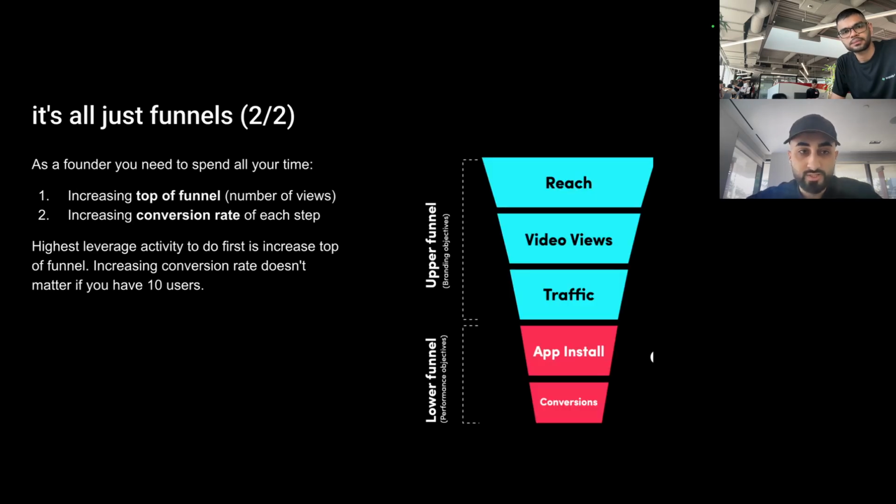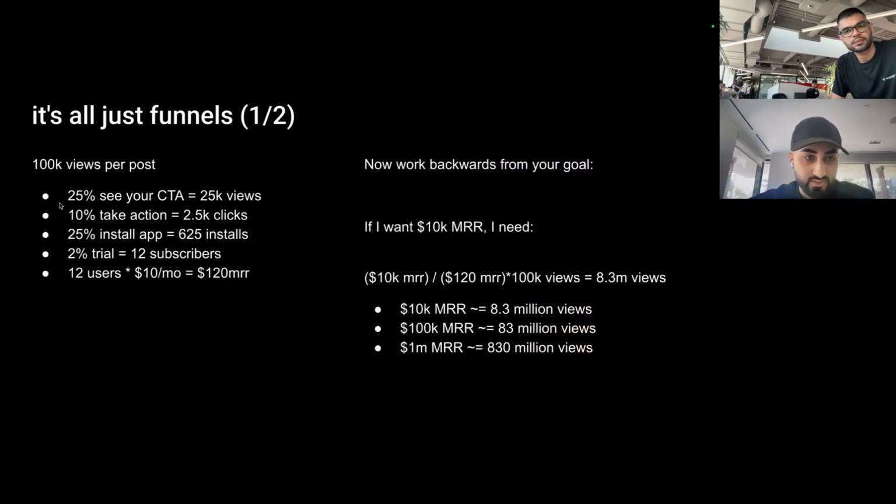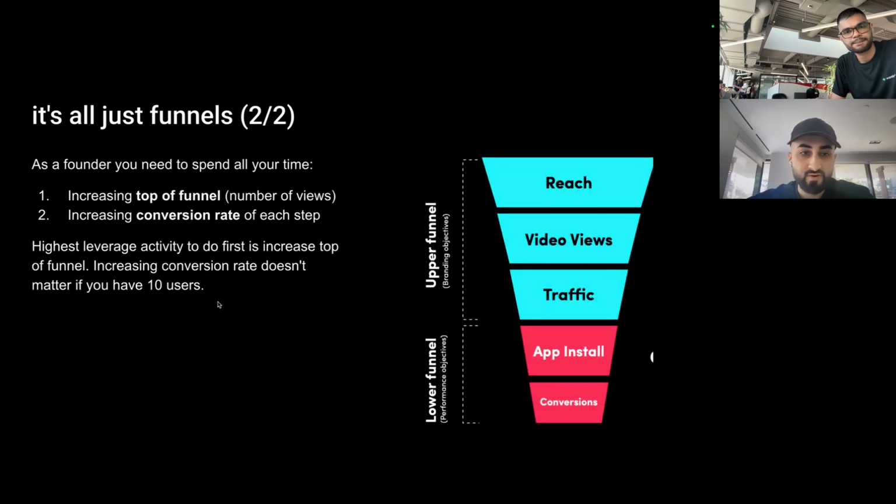So as a founder, what do you need to do? The first thing you need to do is increase top of funnel, which is essentially the number of views that you get for your content. And second is increase conversion rate. So how do you increase the percentage of people who download the app, and the percentage of people who go paid? Those are all tweaks and optimizations. But the highest leverage thing you can actually do is just increase top of funnel. The more volume of people coming to your app or seeing your videos, the more people are going to convert and you'll just make a lot more money.